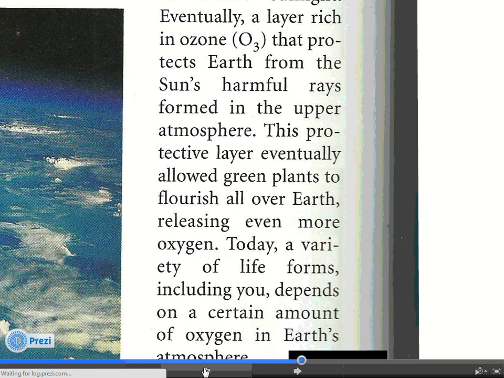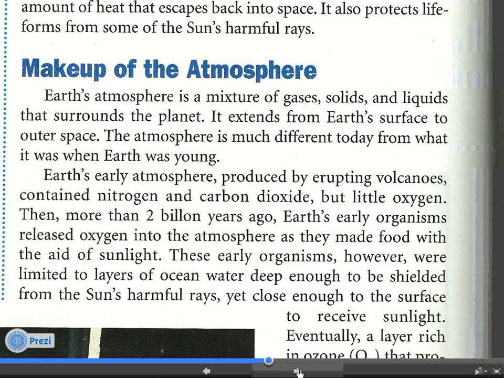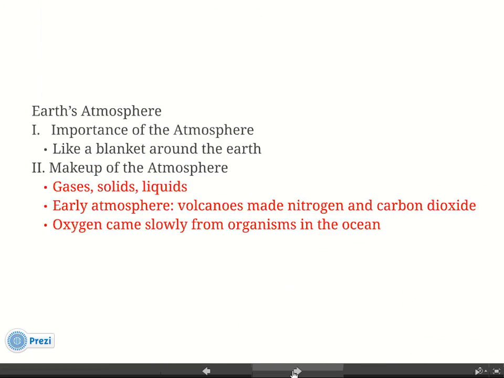Okay, so the early atmosphere came from volcanoes, and those volcanoes emitted nitrogen and carbon dioxide, no oxygen. So at the surface of the water, protected from the harsh sun, organisms began to create oxygen. The more oxygen that came, the more organisms developed, and they created more oxygen. And then the ozone layer was created to allow life on Earth to be protected from the sun's harmful rays. So we're going to summarize that in 3 lines.